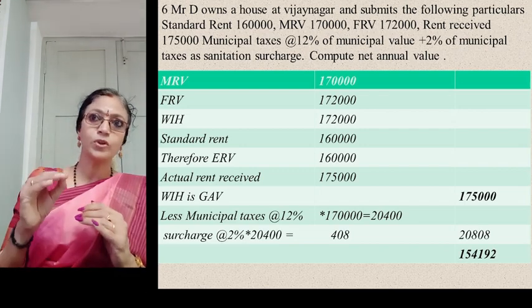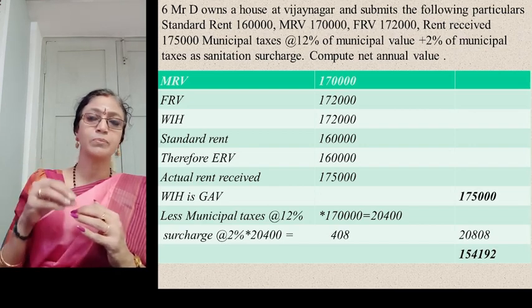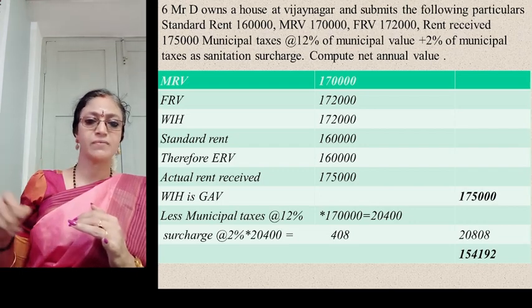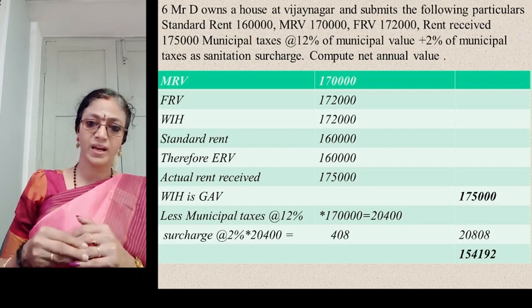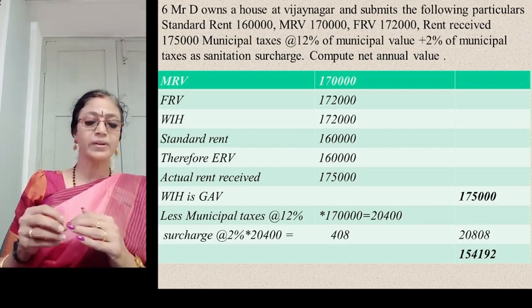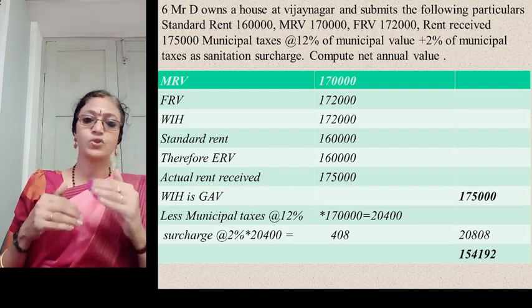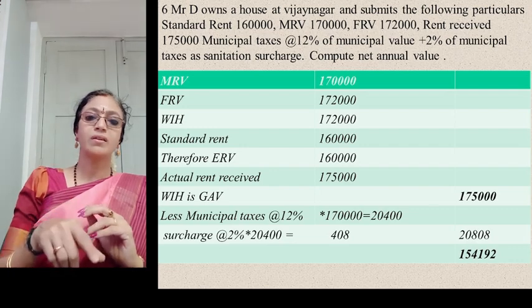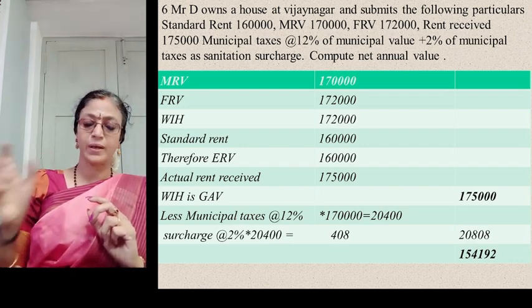Now, once you get your ERV, the next thing that you'll have to do is look at the computation of your annual rental value. Let's take a look at the actual amount of rent that we have received. It says the actual rental amount received is 1,75,000. So, ERV and actual rent received, whichever is higher, becomes your gross annual value. So, here your gross annual value becomes 1,75,000.